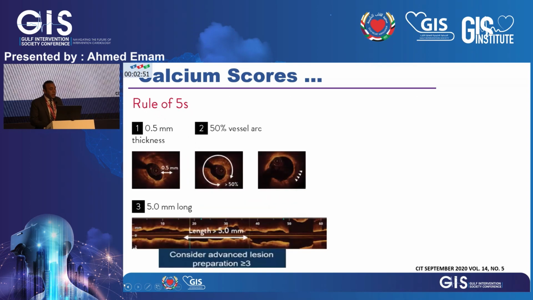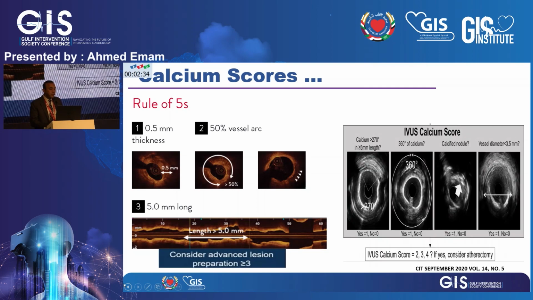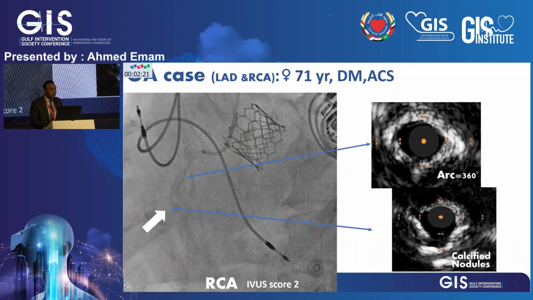Using intravascular imaging also gives us 2 simple scoring systems. For OCT, it's called the rule of 5, depending on thickness, vessel arc, and length of the calcium. If it's 3 or more, go ahead with advanced calcium preparation. Same story for the calcium with IVUS, but there is no thickness measurement in IVUS. If the score is 2 or more, consider advanced lesion preparation.